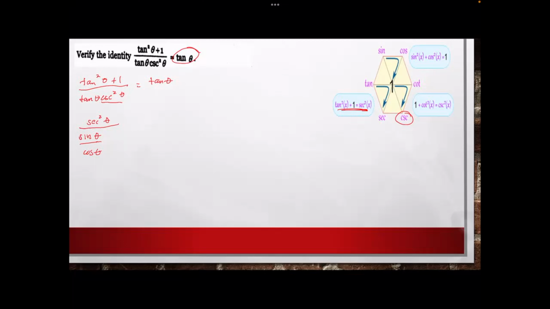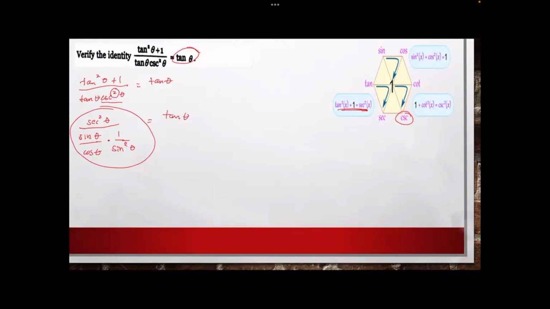Okay, so let's use this one. Magkakaroon tayo ng 1 over sine theta. Kaso, yung given natin ay may squared, so lagyan natin siya ng squared. Pwede naman yun. So, is equal to tan theta. Ang solve muna natin ay itong part na to. So, magkakaroon tayo dito ng secant squared theta all over the sine theta over the cosine theta multiply by 1 over the sine squared theta. So, yun yung ating solve.